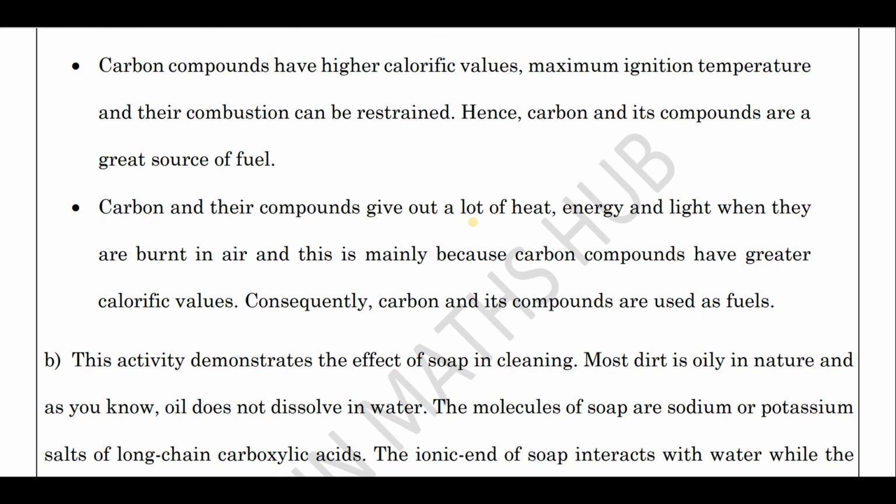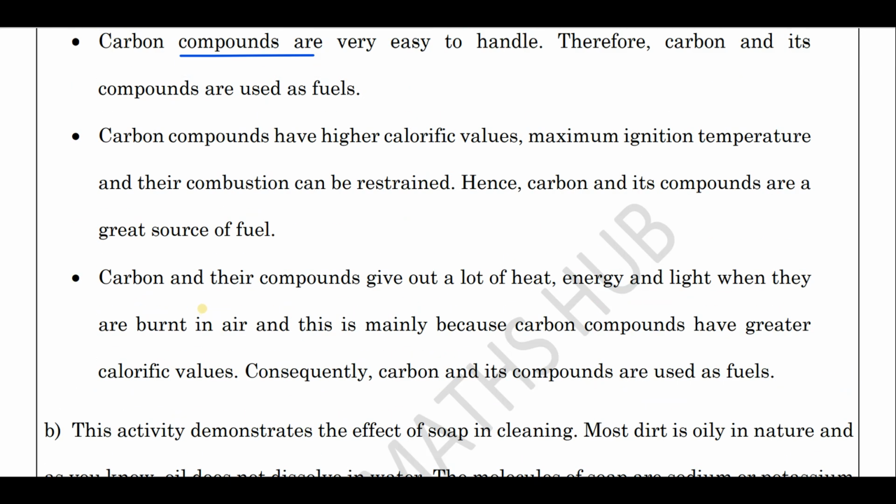Carbon and its compounds give out a lot of heat, energy and light when they are burnt in air. This is mainly because carbon compounds have greater calorific value. That's why carbon and its compounds are most used as fuels.